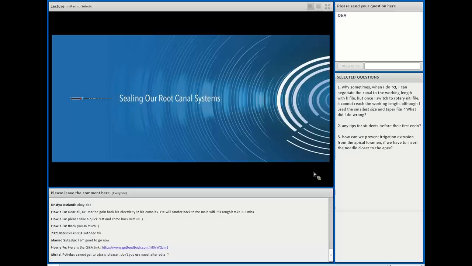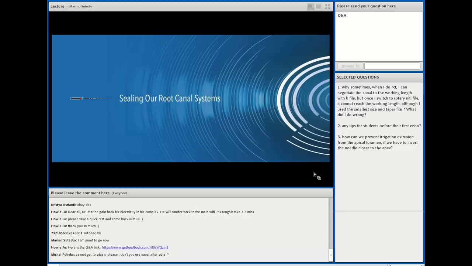Okay, very interesting question. I need to understand actually, is it a vital case or a necrotic case? But I'm going to answer both. Usually in vital cases, we know there is pulp tissue inside our root canal. And usually when we use the initial insertion of a K-file in a root canal that contains vital pulp, we need to be very careful with that, and we need to make sure we use lubricants inside it.